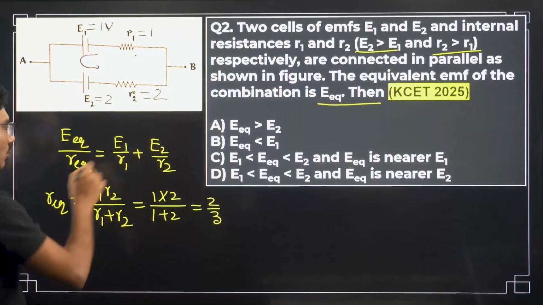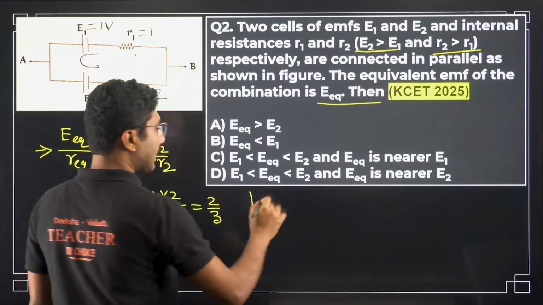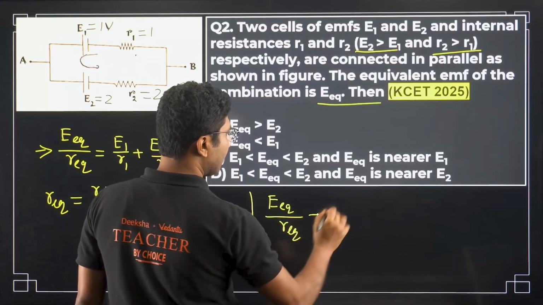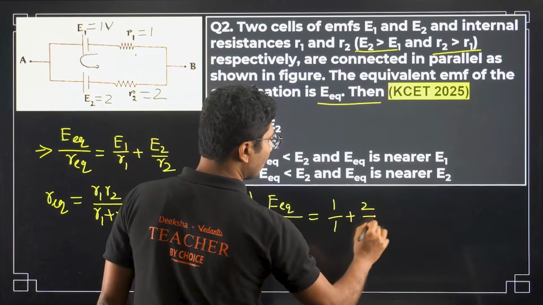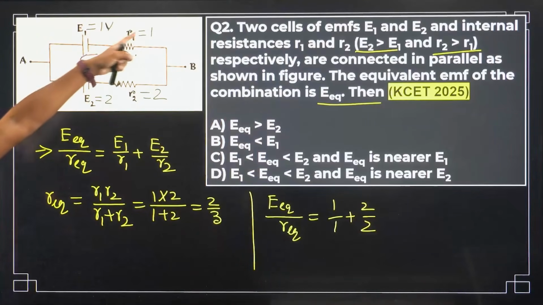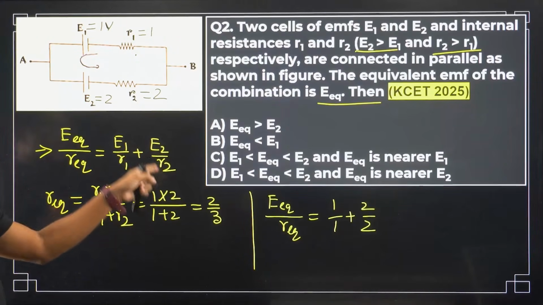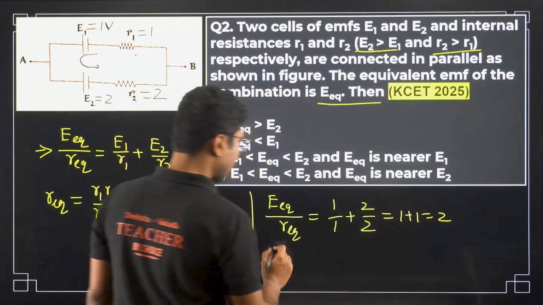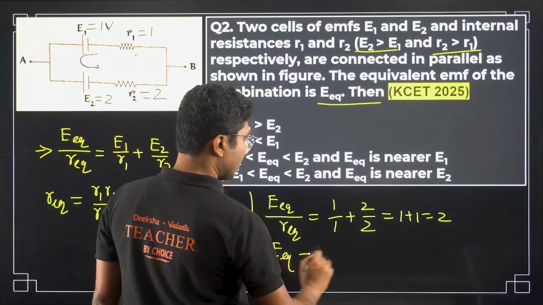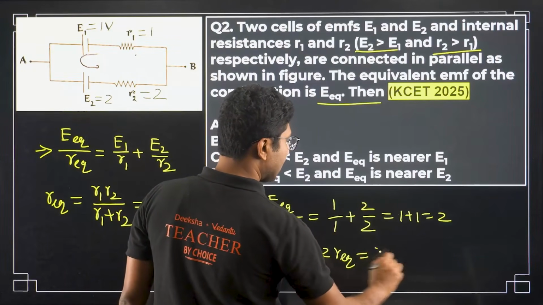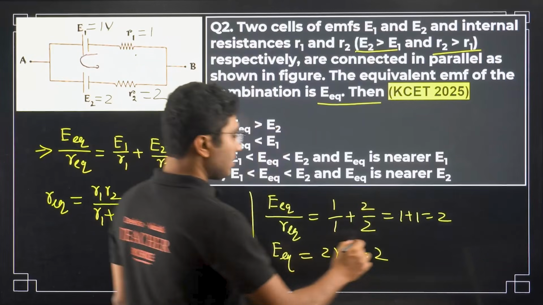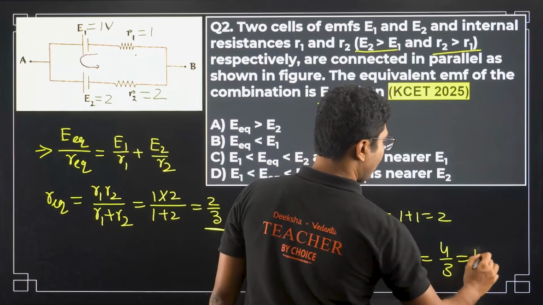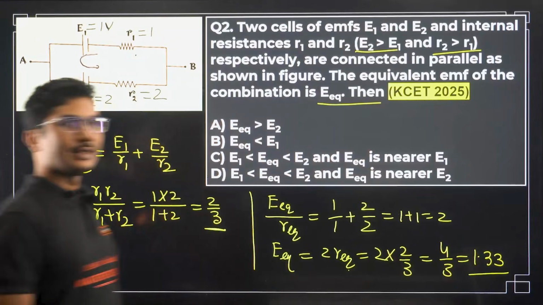Now go back to the original equation, that is epsilon equivalent by R equivalent equals 1 by 1 plus 2 by 2. That is why I chose 1, 1, 2, 2, so that 1 by 1 is 1, 2 by 2 is also 1. So you get 1 plus 1, that is 2. So you get EEQ equals 2 REQ. Now what is REQ? REQ is 2 by 3, so multiplied by 2 by 3, you get 4 by 3, that is 1.33. Okay, 4 by 3 is 1.33.